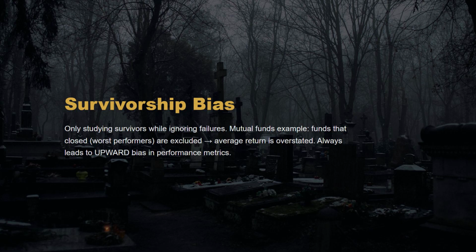But many funds that performed poorly were shut down during that period. Those failed funds are not in your database. If you included the returns of the closed funds before they shut down, the average would drop to, say, 7%. By only looking at survivors, you overstated the average return by 2 full percentage points. Survivorship bias always overstates performance because the worst performers are removed from the sample.